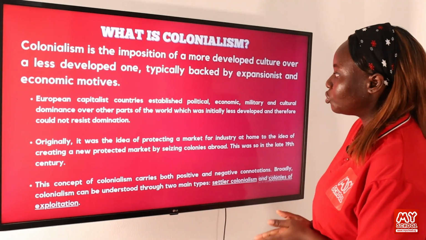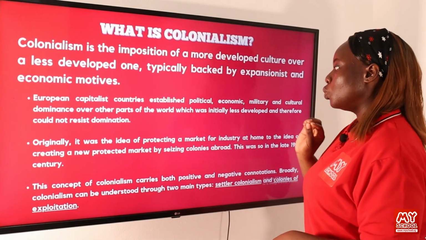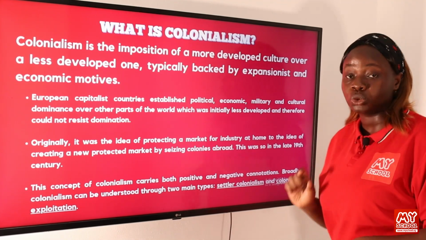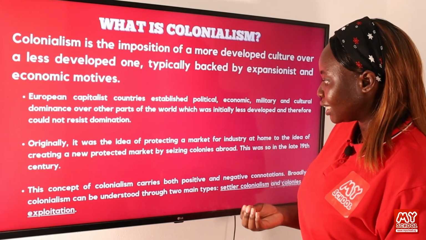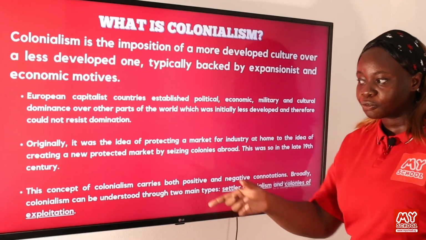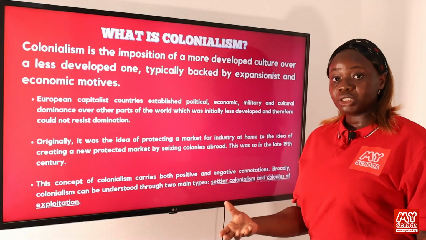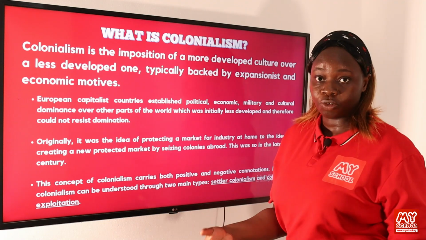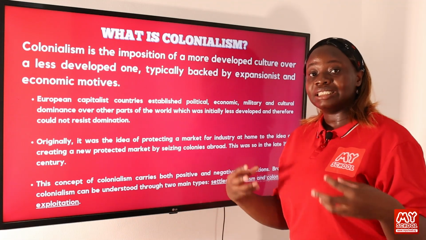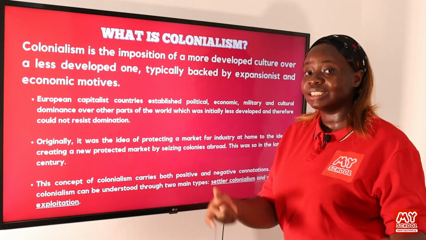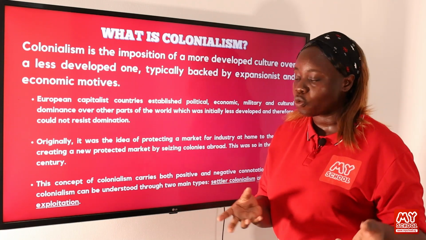So European capitalist countries established political, economic, military, and cultural dominance over other parts of the world, which was initially less developed and therefore could not resist domination. Okay? Originally, it was the idea of protecting a market for industry at home to the idea of creating a new protected market by seizing colonies abroad. So the major reason why they decided to adopt this form of government in other territories of the world is in order to protect a market, right? They needed these raw materials in other territories so that they can power their industries back home. So they were trying to protect the market for raw materials.